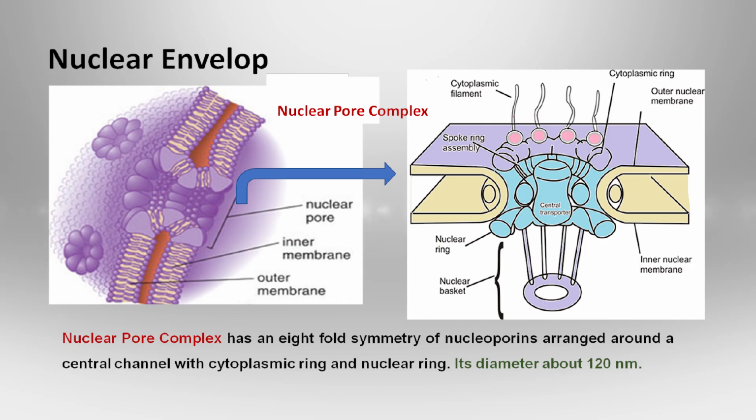So it creates a barrier to the movement of selective molecules in and out of the nucleus. The nuclear pore complex has 8-fold symmetry of nucleoporins arranged around a central channel with a cytoplasmic ring and a nuclear ring. The diameter of the nuclear pore complex is about 110 to 120 nanometers.